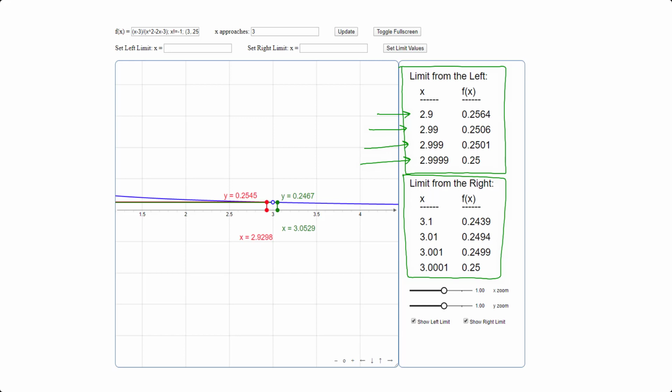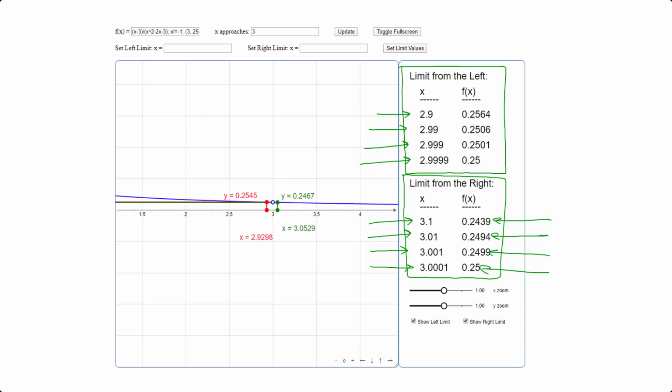And then for the limit from the right, I'm letting x be values that are slightly larger than 3, but getting closer and closer, and then observing the y values by plugging into the function. If I plug 3.1 into the function, this is what I get. If I put 3.01 in, this is what I get, and so forth. Eventually I get down to 3.0001, which gives me something extremely close to 0.25. But again, this is all set up automatically for you on this program.